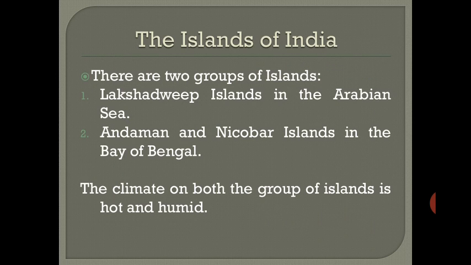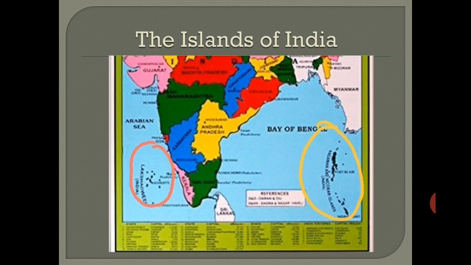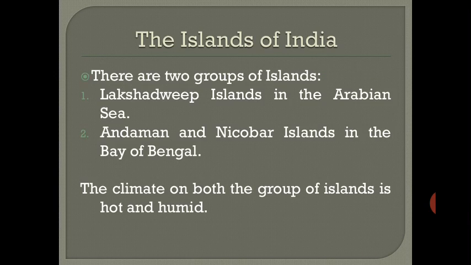The first group is Lakshadweep Islands in the Arabian Sea, and the second is Andaman and Nicobar Islands in the Bay of Bengal. So we can see here two groups. One group is here in the Arabian Sea and the second group is here in the Bay of Bengal. The climate on both groups of islands is hot and humid.